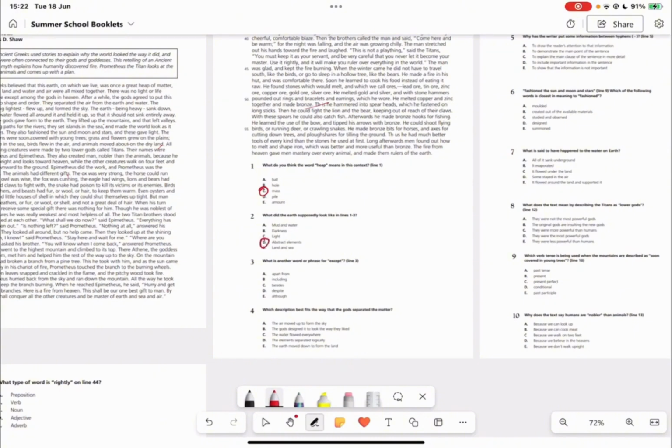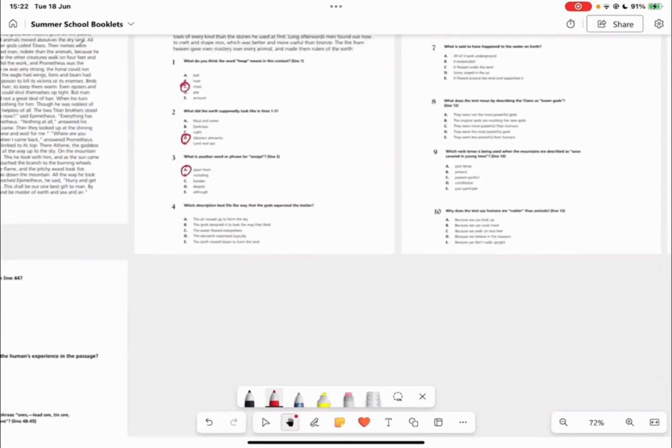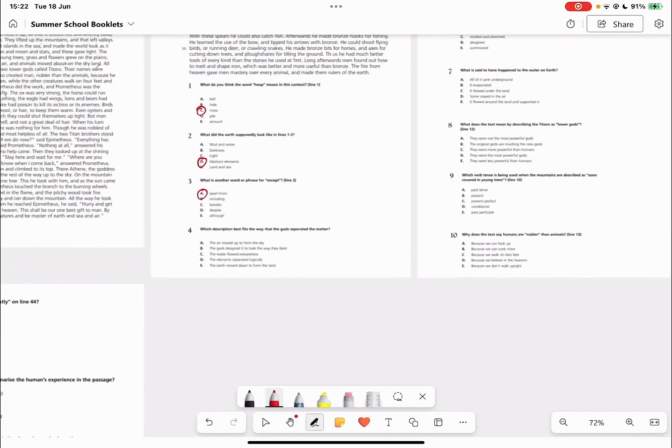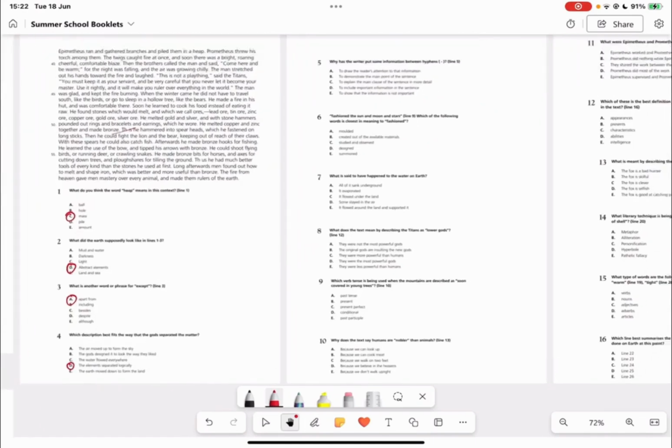And then what's another word for except? So another word for except could be apart from. And then which description best fits the way that the gods separated the matter? So this would be that the air moved up to form sky. Gods decided to look the way they liked. The water flowed everywhere. The elements separated logically. Yep. Or the earth moved down to form the land. Well, this will be D because it summarizes everything.